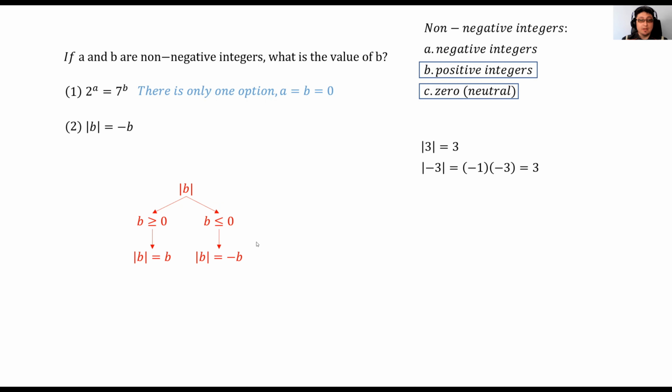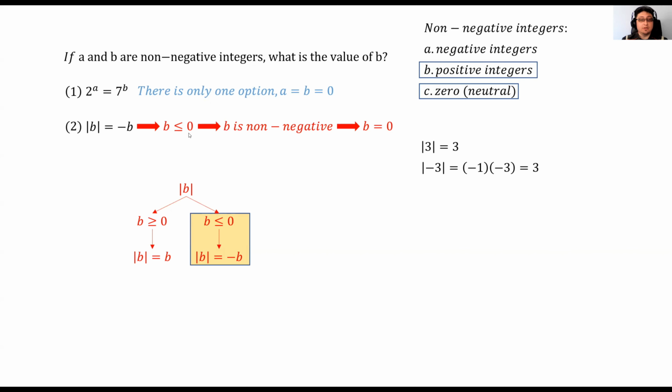Using that idea, I can recognize that this is what we see on statement number 2, right? Absolute value of b is equal to minus b. So what does this mean? That b is less than or equal to 0. I can then rephrase my second statement as b is less than or equal to 0.